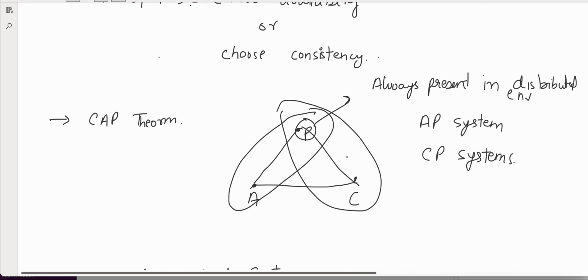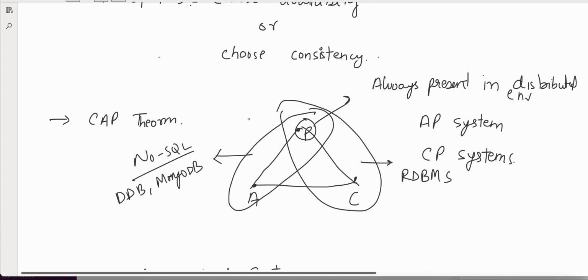So what kind of systems do you have for consistency, right? Mostly relational databases and RDBMS systems come into this type of system, and for AP, mostly NoSQL like DynamoDB or MongoDB. They prefer more availability, and the RDBMS systems prefer consistency over availability.